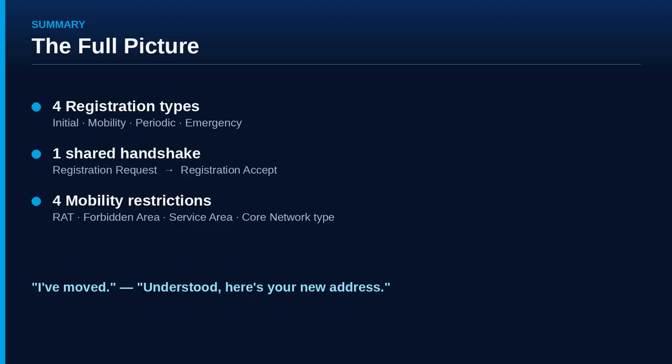And those mobility restrictions, RAT restriction, forbidden area, service area restrictions, and core network type restriction, are what let an operator precisely control where a device can roam and what it can access, enforced jointly by the device, the radio network, and the core. So the next time your call survives a drive across town without a single dropped word, you'll know exactly what just happened behind the scenes. Your device quietly told the network, "I've moved." And the network quietly said, "Understood, here's your new address."